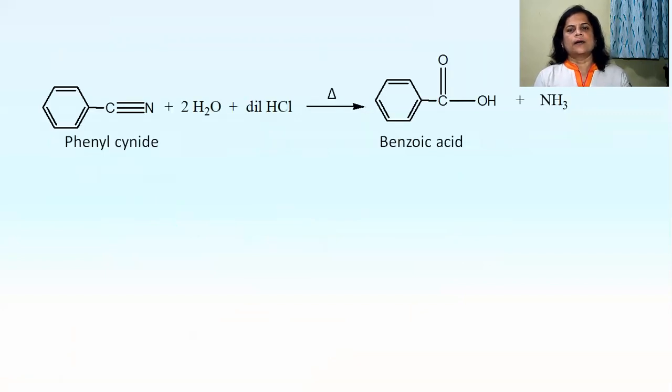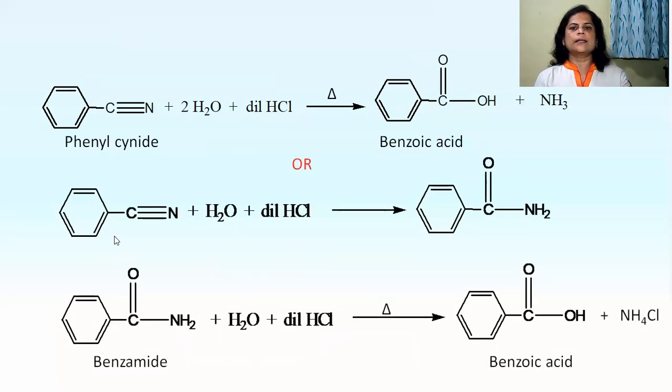For the preparation of aromatic carboxylic acid, what do we require? Aryl cyanides or aryl nitriles. These are phenyl cyanides, and by a similar method, after acid hydrolysis with H2O and dilute HCl, benzoic acid forms. You can write that reaction in one step by taking 2H2O, or you can write that first benzamide forms from phenyl cyanide, and that benzamide further undergoes acid hydrolysis to form benzoic acid. So we converted phenyl cyanide to benzoic acid.